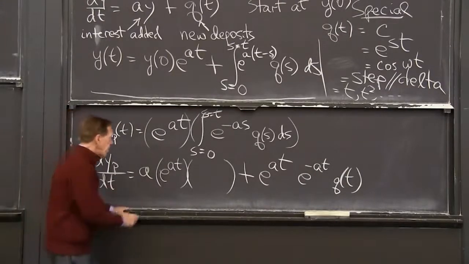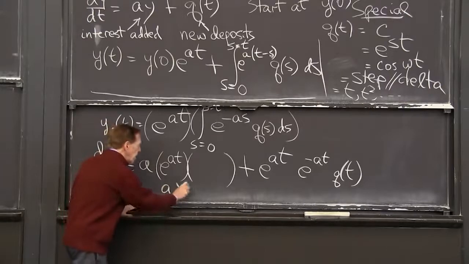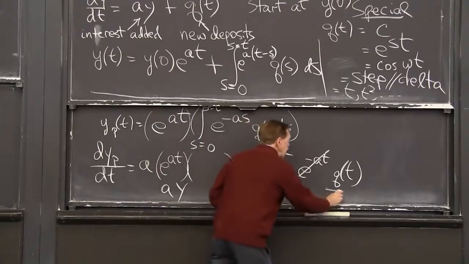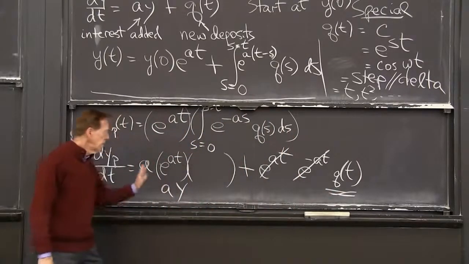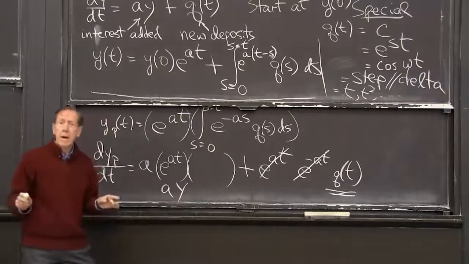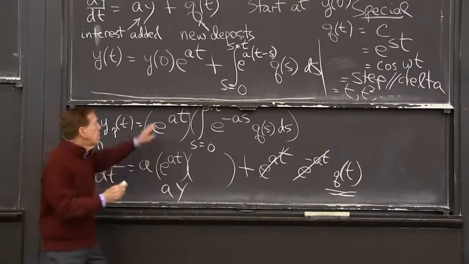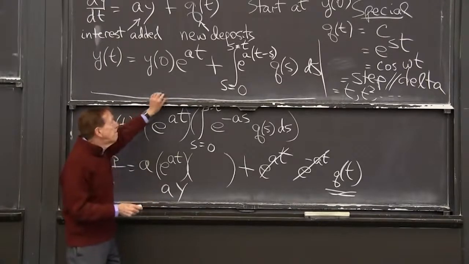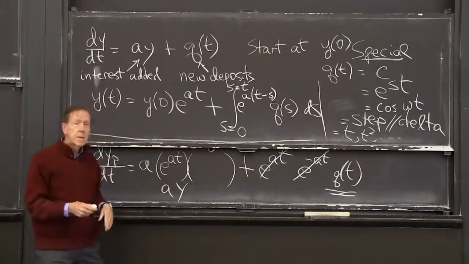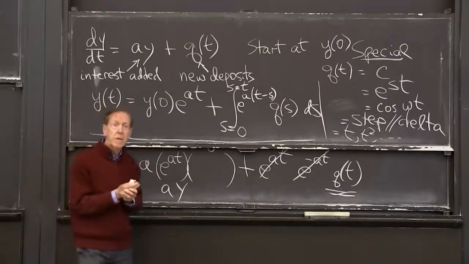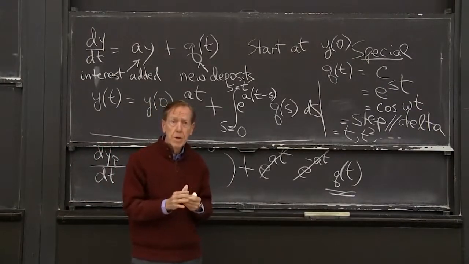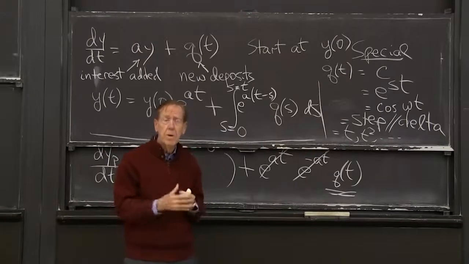That's the second term from the product rule. And, okay, this was the ay, perfectly. And what do I have here? E to the at cancels e to the minus at, and it's the source term q of t. So I have ay plus q of t, the correct right-hand side for the differential equation. So that formula, let me bring it down once more, is the sort of the climax of this beginning of the videos on first-order linear differential equations.